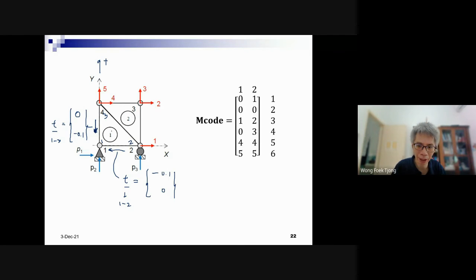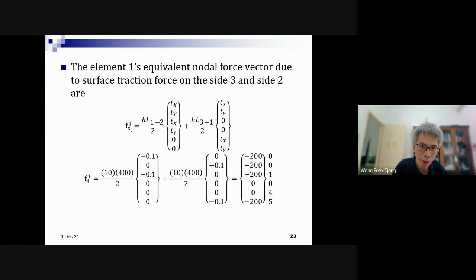Well, I think just now, because this is constant force, we can also use the same formula to calculate. For example, this is the surface traction. We have two sides, 1, 2 and 1, 3. We just add them together. So this is the length of 1, 2. This is the length of 3, 1. Of course, in this case, it's the same, 400 and 400. The thickness is the same, 10 and 10. Just the difference is this, right?